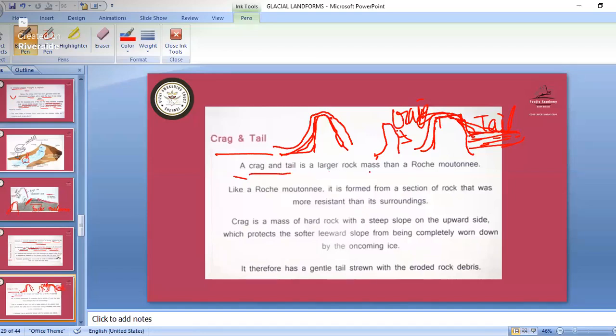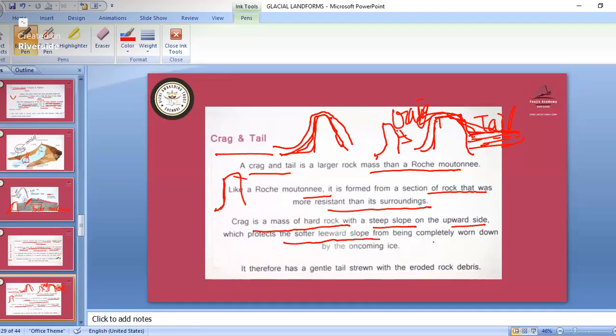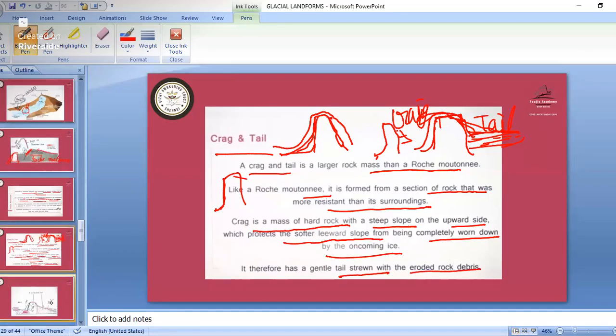A crag and tail is a larger rock mass than the roche moutonnée. Like a roche moutonnée, it is formed from a section of rock that was more resistant than its surroundings. So the crag is a mass of hard rock with a steep side slope on the upward side, which protects the softer leeward slope from being completely worn down by the oncoming ice. It therefore has a gentle tail strewn with eroded rock debris. So this is about the crag and tail.